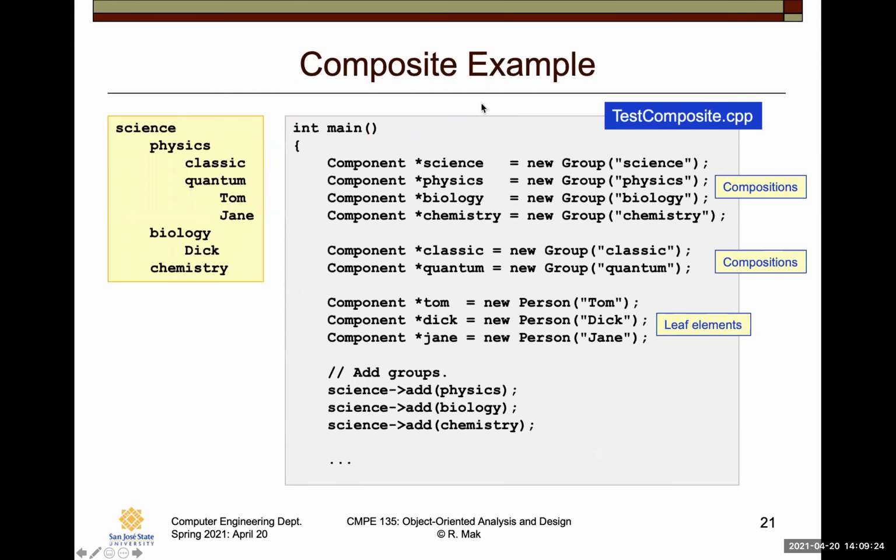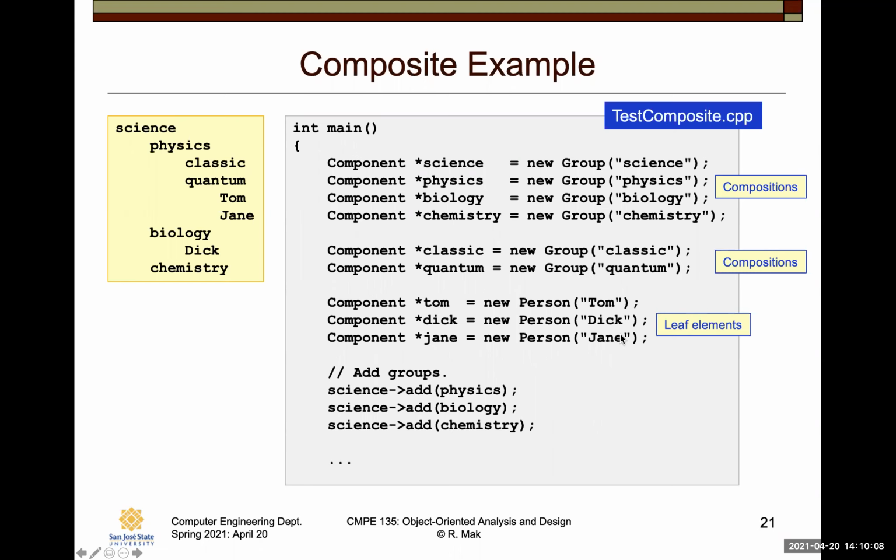Let's take a look. Here is our main program. We're going to create groups: a science group, physics group, biology, and chemistry. Remember, here's physics, biology, chemistry, and then of course there's the group science itself. So we have four groups here: science, physics, biology, and chemistry. Now we're also going to create classic and quantum groups. And then here are the persons.